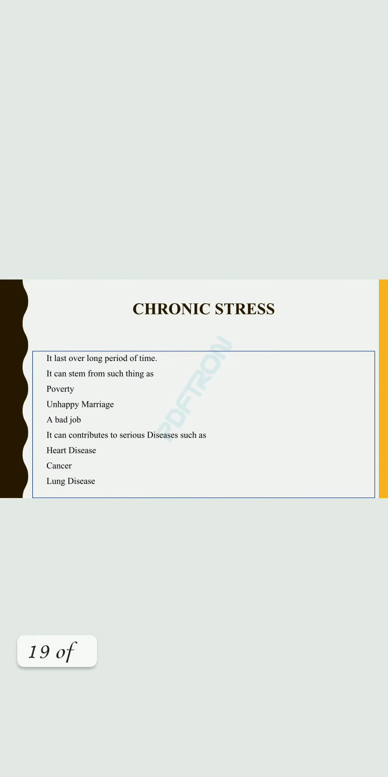Chronic stress. It lasts over a long period of time. Chronic stress is such a thing that lasts over a longer period of time, and that may cause different disturbances. The different factors involved in causing chronic stress may include poverty, unhappy marriage, a bad job, and contribute to serious diseases like heart disease, lung diseases, cancer, that may lead towards chronic stress.